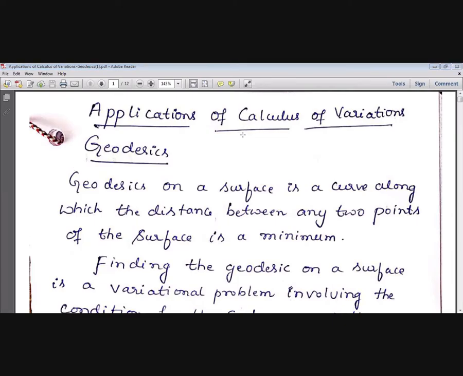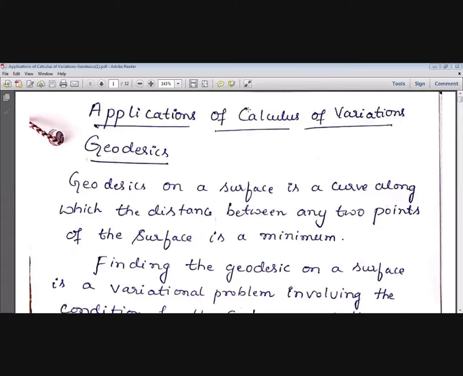Next, applications of calculus of variation. When I started this chapter, calculus of variation, I told what the uses of this calculus of variation, what the use of this functional is. So this is one use: geodesic on a surface.